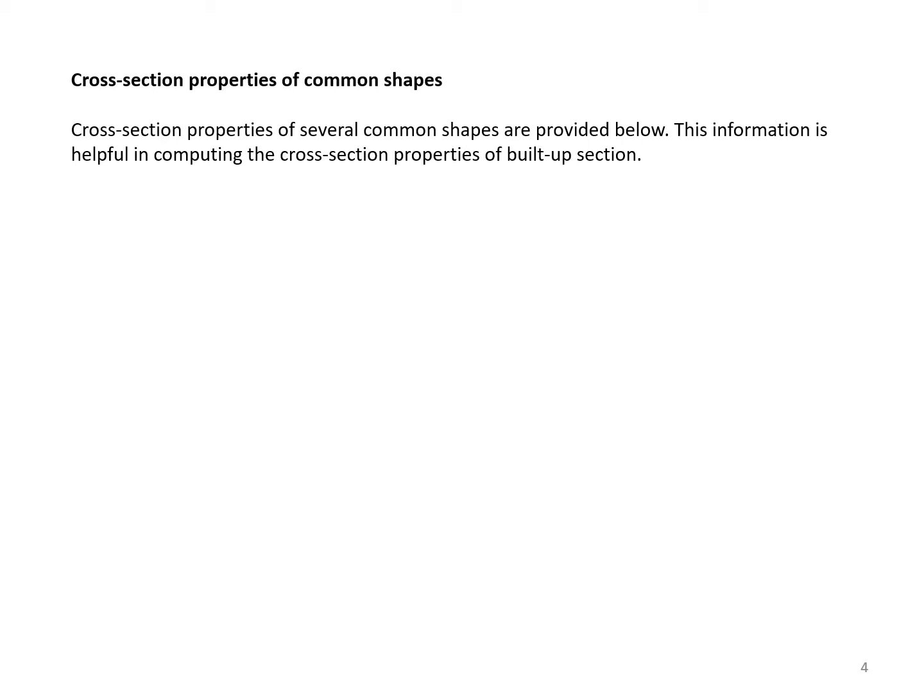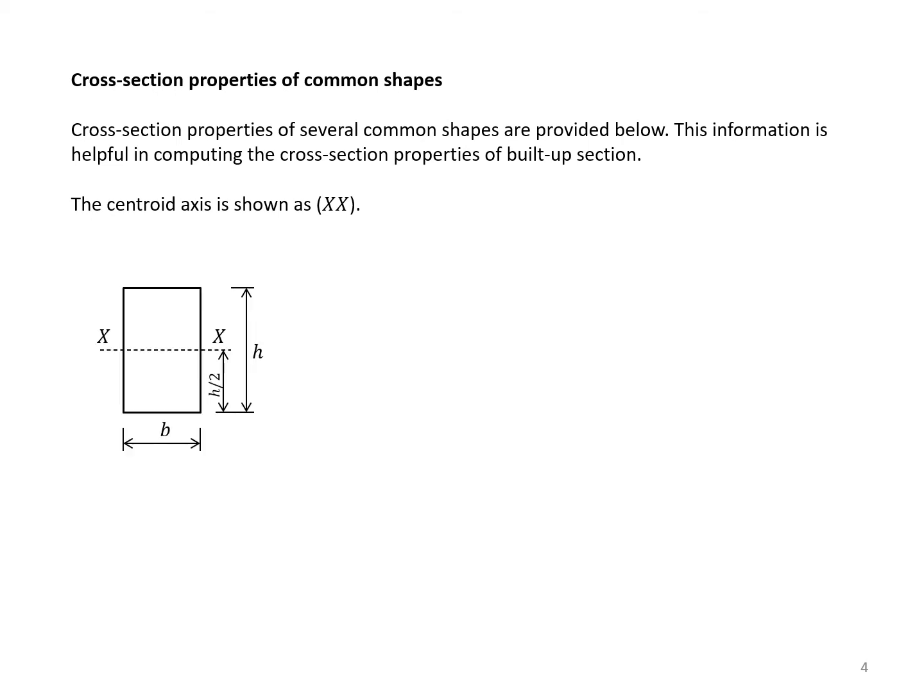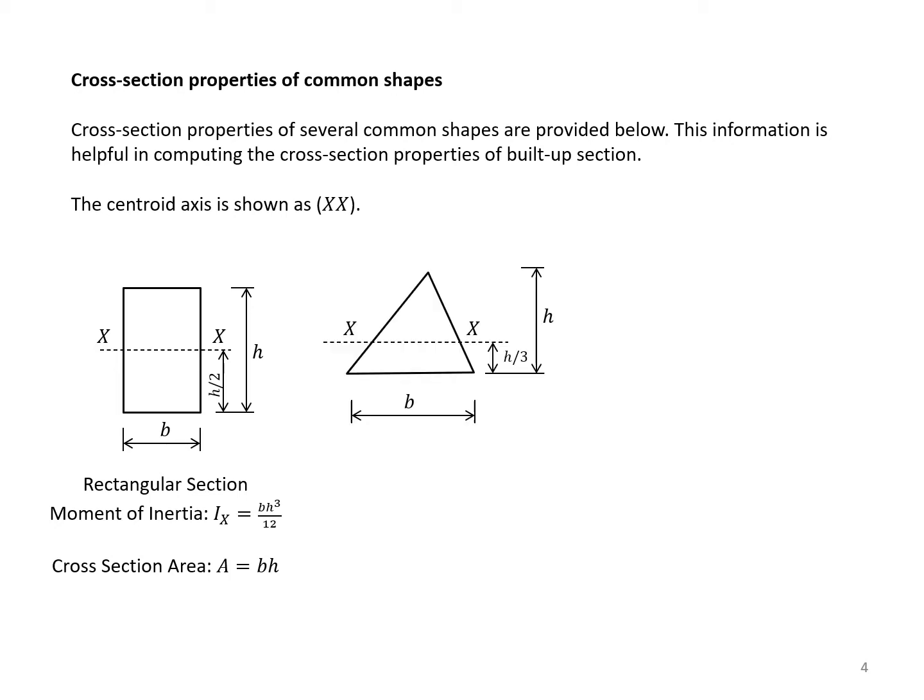Cross-sectional properties of several common shapes are provided below. This information is helpful in computing the cross-section properties of built-up sections. The centroid axis is shown as XX. For a rectangular section with the dimensions B and H, the moment of inertia with respect to the x-axis is BH cubed divided by 12, and of course the cross-sectional area is B times H.